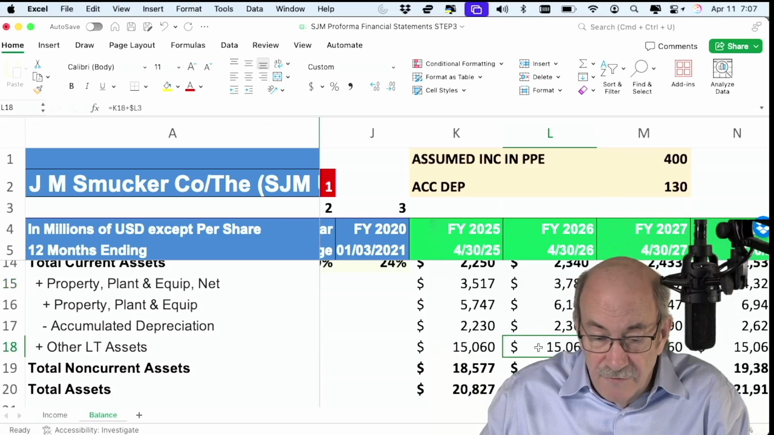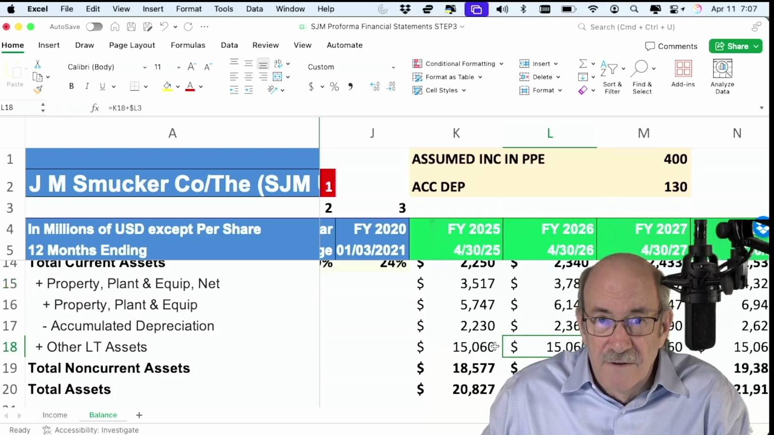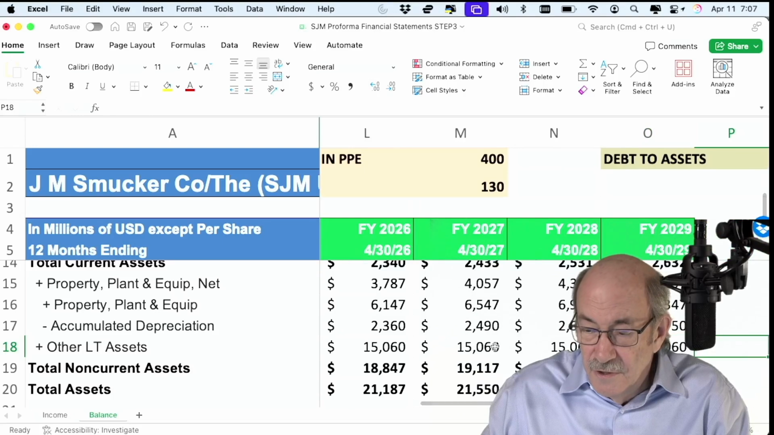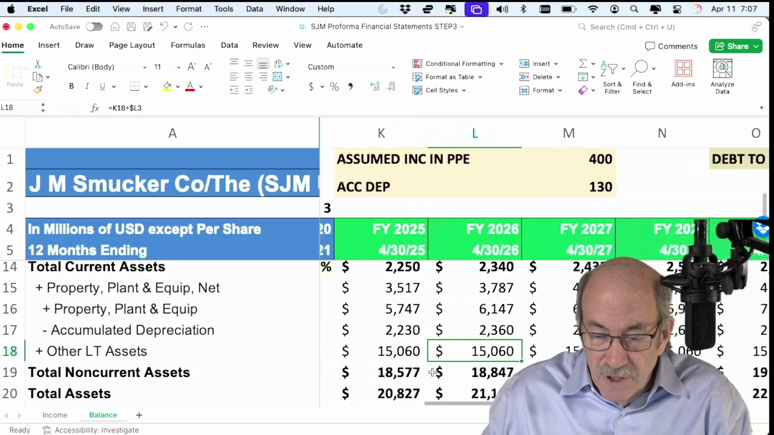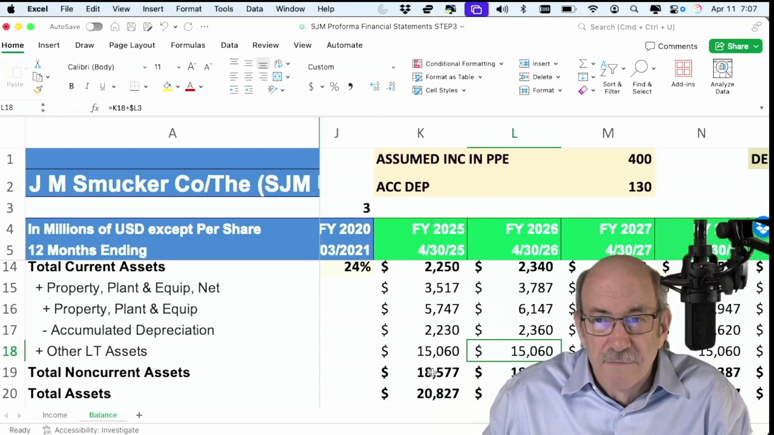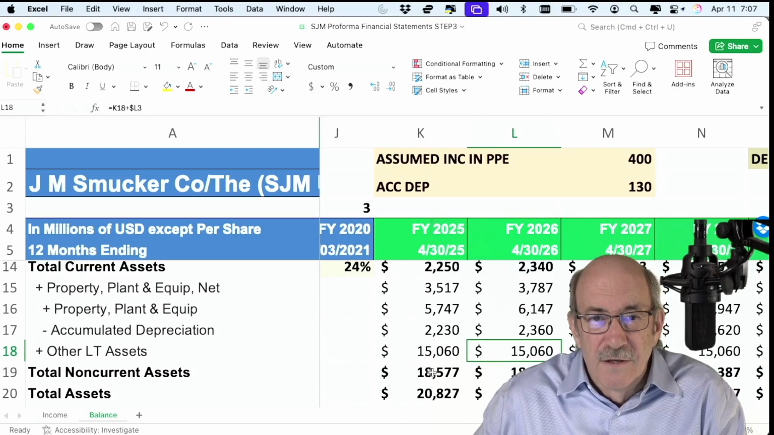And like I said before, the other long-term assets I left as constant. So those are going to be the same. Questions about that? Okay, good.